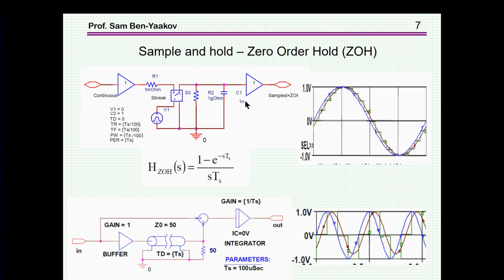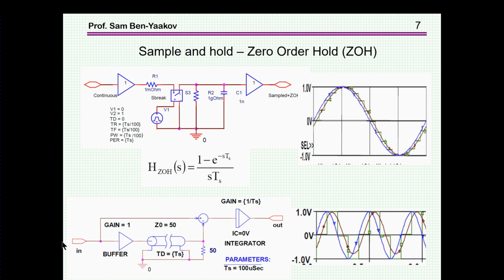Okay? Now, what we would like to do is also build an average model of this thing so we can incorporate it with the PID or with any other controller. Now, as it turns out, the S-domain representation of the sample and hold is this thing here. What it says here is that we have a constant minus e to the power of minus sTs. This is a delay of Ts. And then it is divided by sTs, which is basically an integrator. So we have 1 minus a delay and then an integrator.